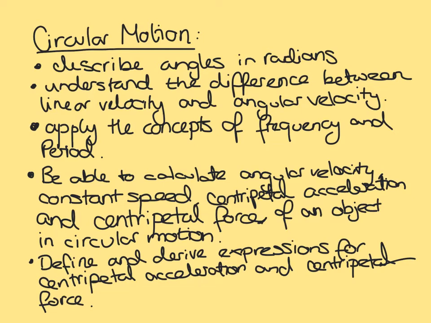We're going to be able to calculate angular velocity, constant speed, centripetal acceleration and centripetal force of an object in circular motion and look at the equations that we use to do that. And we're going to define and derive expressions for centripetal acceleration and centripetal force.